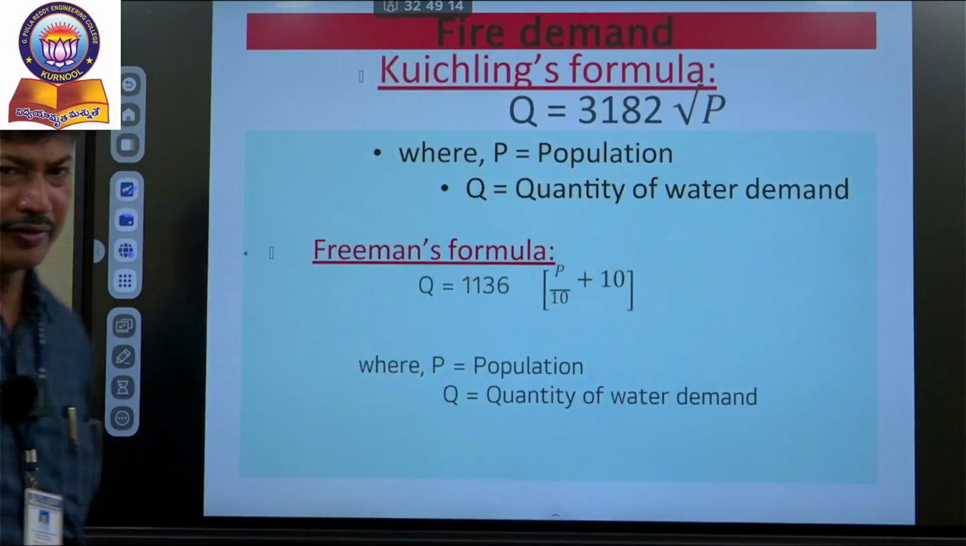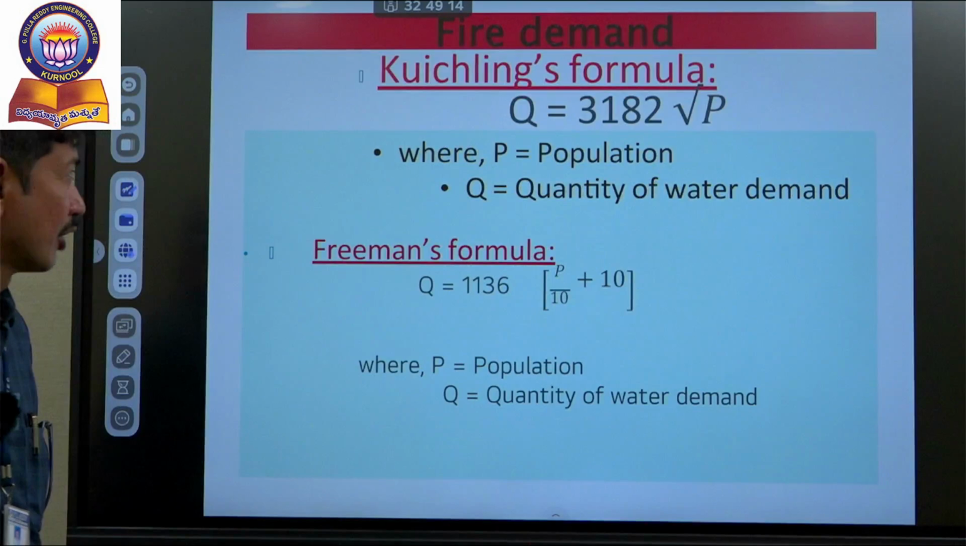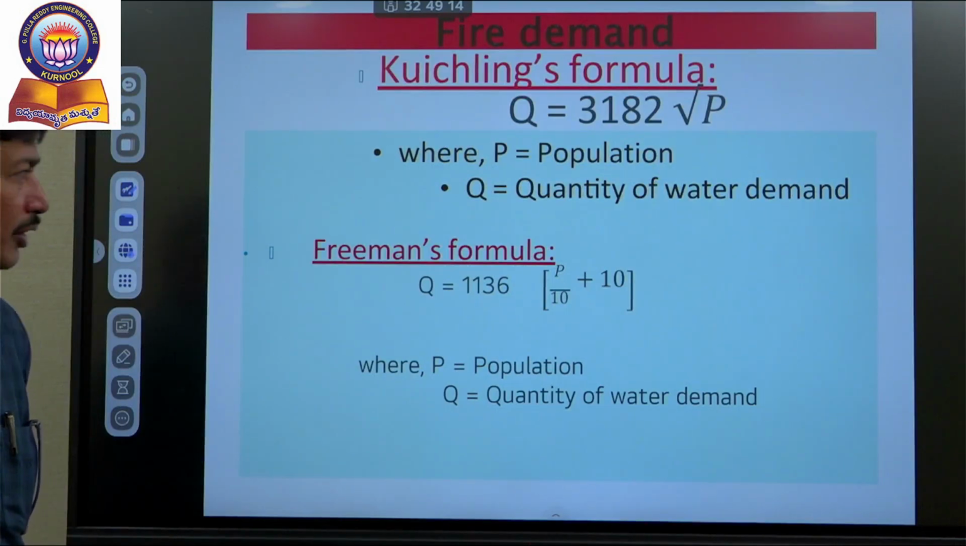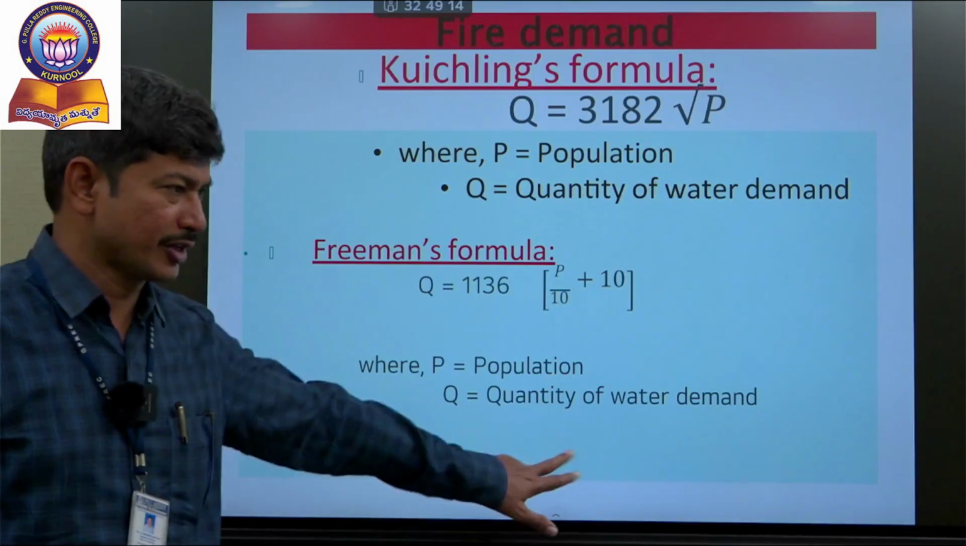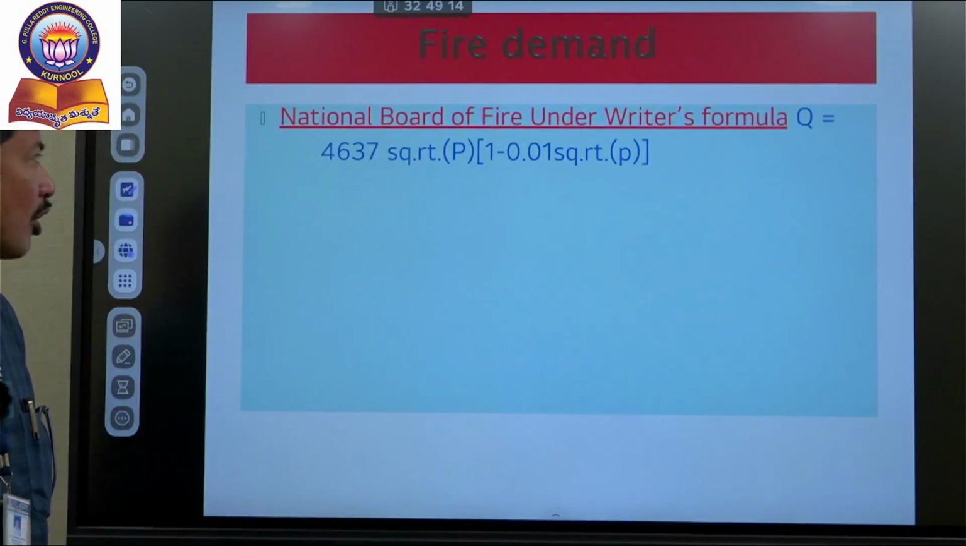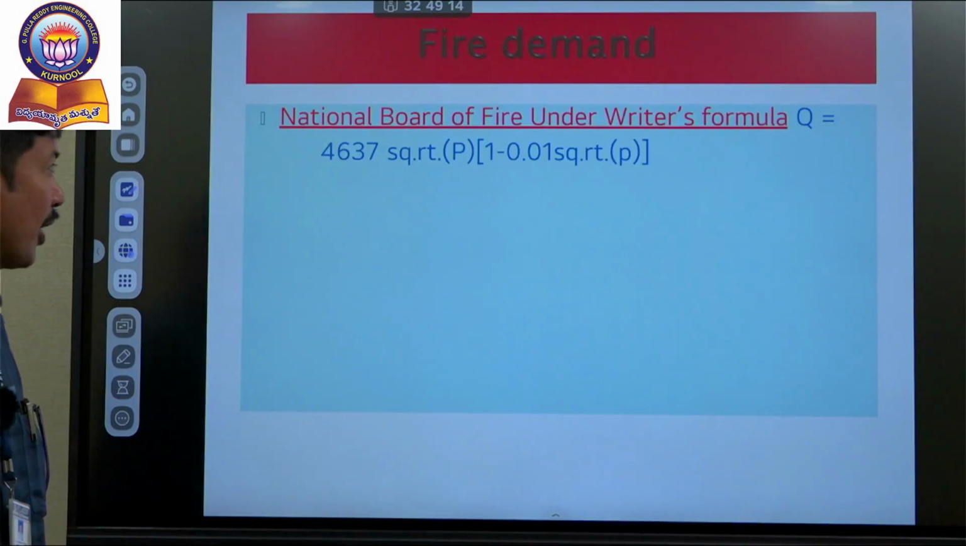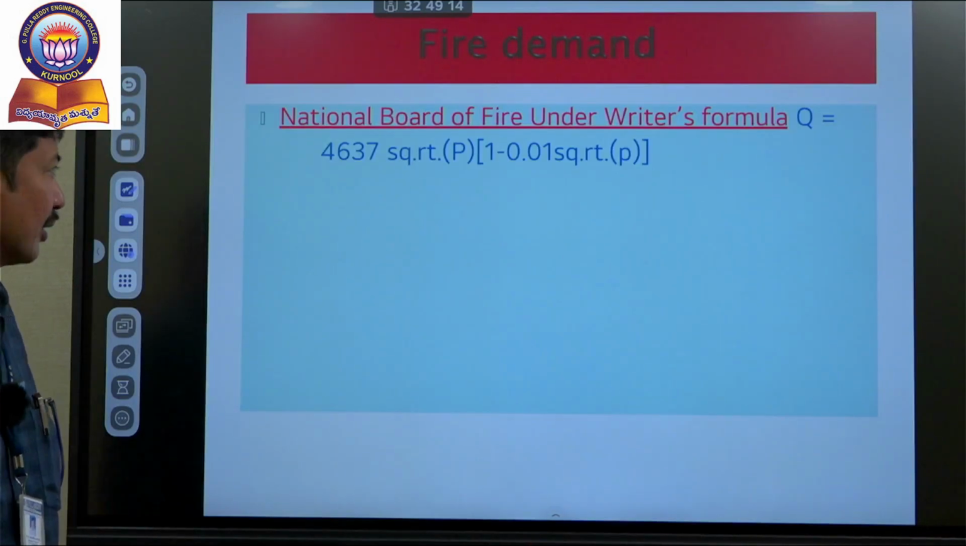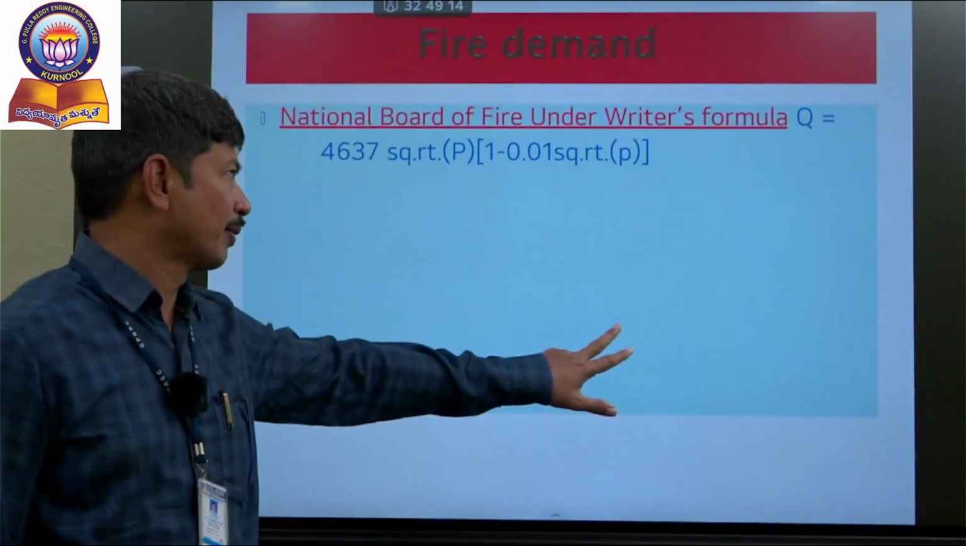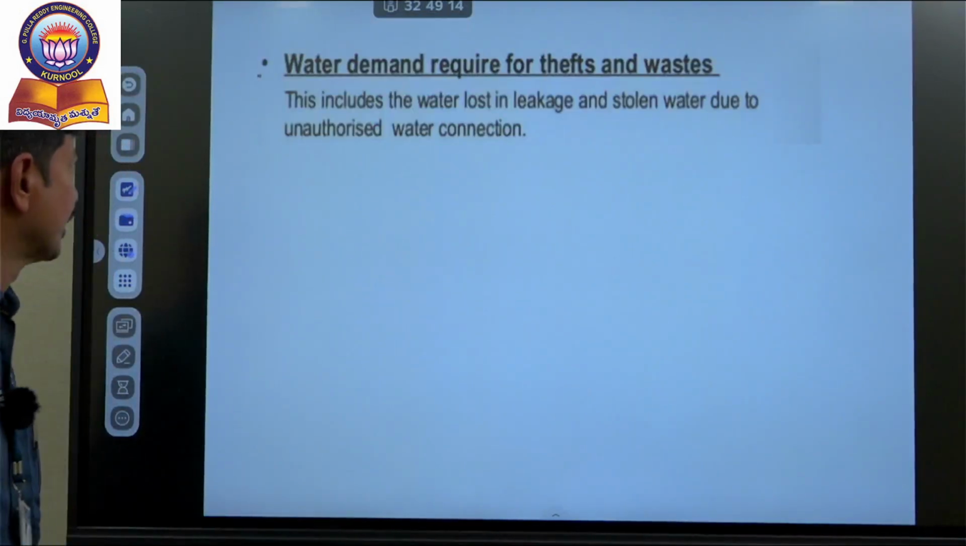We use various empirical formulas. Kuchling's formula: Q = 3182 root P, where P is the population in thousands and Q is the quantity of water in liters per minute. Freeman's formula is another: Q = 1136 (P/10 + 10), where P is the population and Q is the quantity of water. And the National Board of Fire Underwriters' formula: Q = 4637 root P (1 - 0.01 root P), where P is the population in thousands and Q is in liters per minute.